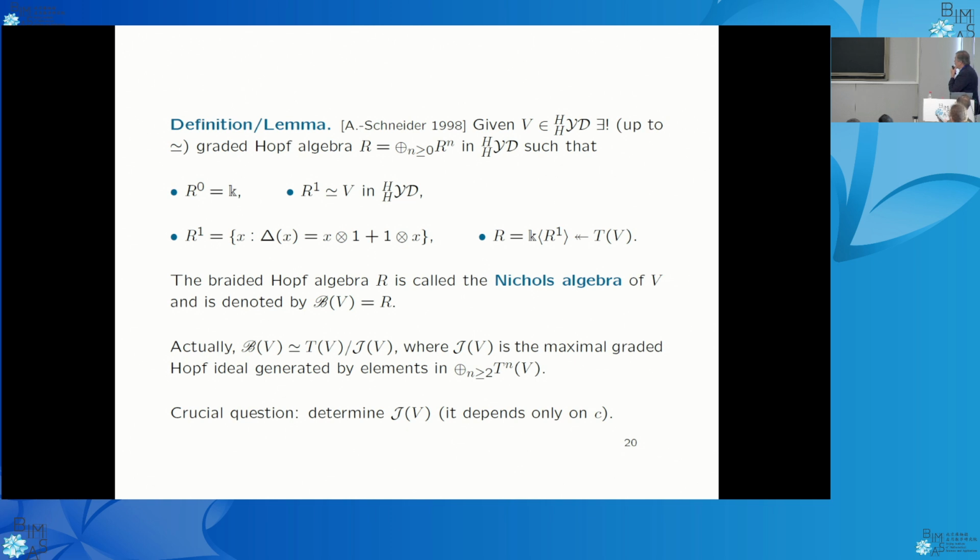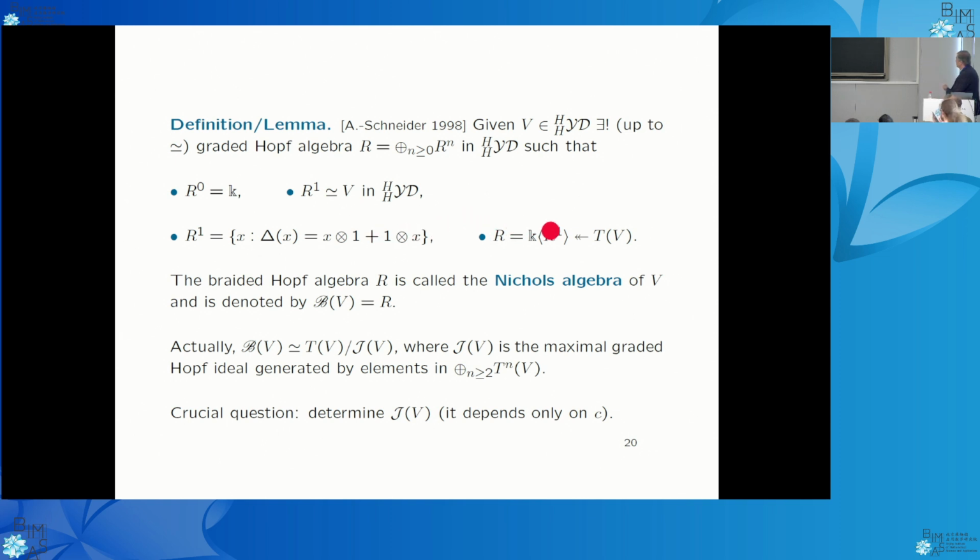And when we started to work on this problem, we found the following definition. If you take V a Yetter-Drinfeld module, then there exists a unique graded Hopf algebra R, which is connected, meaning that in degree 0 you only have the field. In R1 you have your initial V. R1 coincides with the primitive elements, and R is generated by R1. So at the same time, V generates the algebra and is the space of primitive elements.